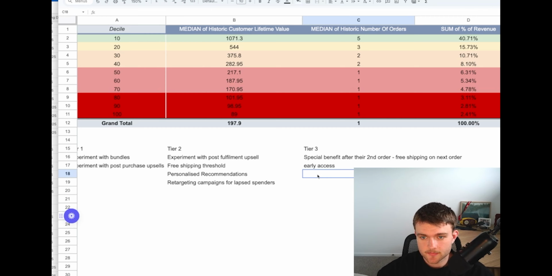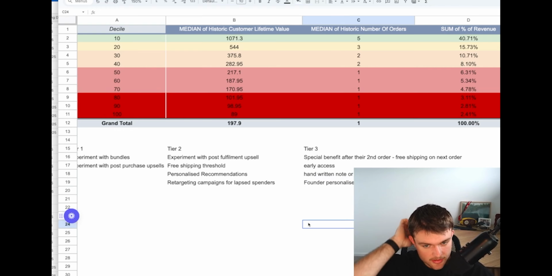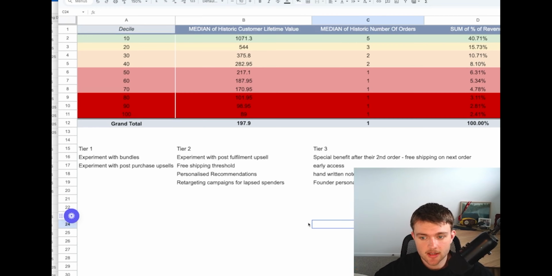What else? A really good post-purchase experience. For these people who have placed a second order, you might want to throw in something like a handwritten note or direct mail, and really make them feel welcome. Like, you're now part of the brand. You've come back a second time. Thanks for trusting us. Founder, you want to really roll out some more personal touch points here and make them feel like they're part of something. Maybe you could offer them a GWP with their next purchase. Trying not to spend too long on each tier here.